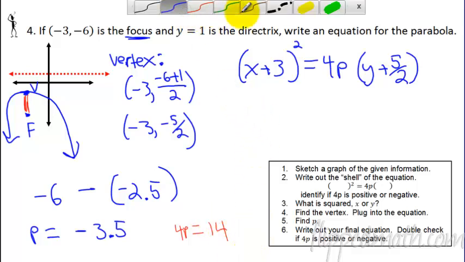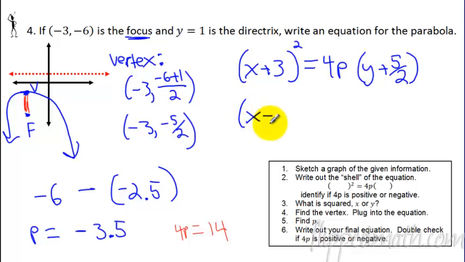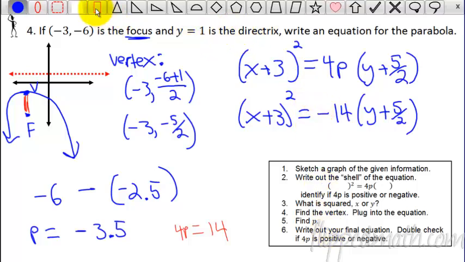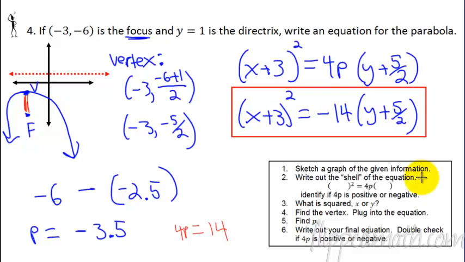So let's go to my answer. It is (x + 3), and the x is squared again. Why? Because it's opening down. And because it's opening down, this has got to be a negative. The 4p is negative 14. And then (y + 5/2). And then the final step is just double check if your 4p is positive or negative. Okay, we're done. You made it through your first lesson on conic sections. Nice job. Rock that mastery check, and I'll see you back in the next lesson.